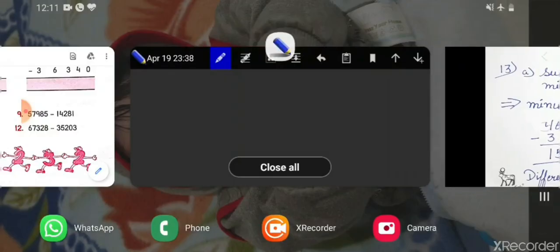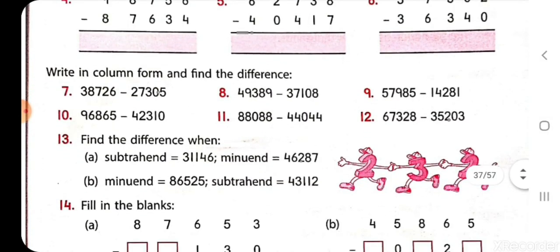Okay, and moving to the B part of sum number 13. Same as A part, the minuend is given 86,525 and the subtrahend is given 43,112. So the subtrahend is there, the minuend is there, and you have to find out the difference. The difference will be whatever we get after subtracting the subtrahend from the minuend.